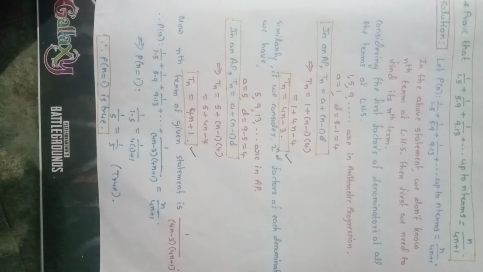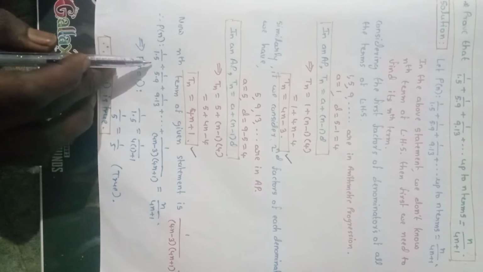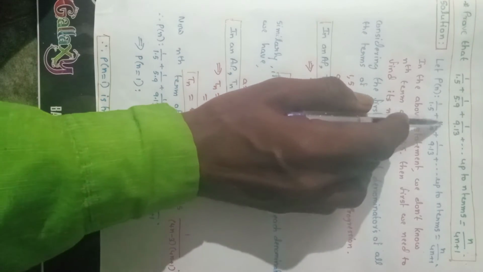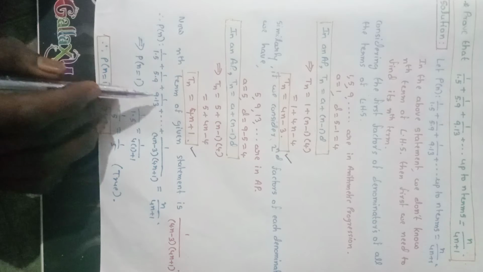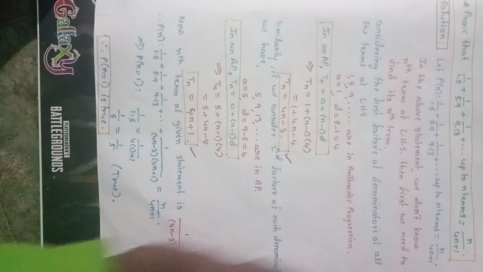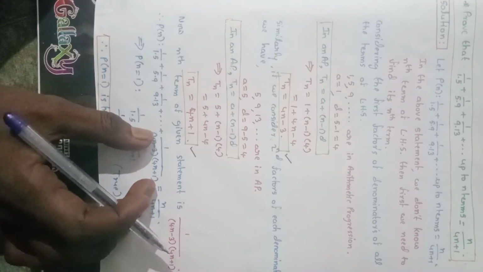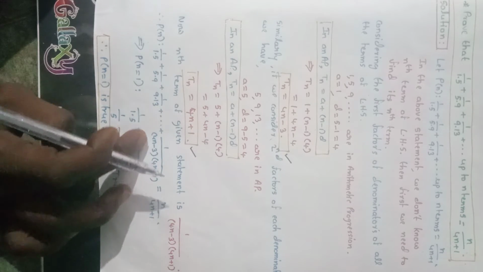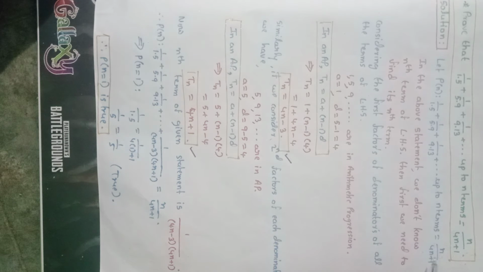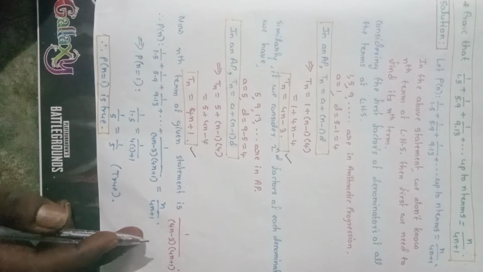So now again I am rewriting the statement P of n. Then we write P of n is 1 by 1 into 5 plus 1 by 5 into 9 plus 1 by 9 into 13 plus, and we are going to write here the nth term of it, that is this one, 1 by (4n minus 3) into (4n plus 1), equal to n by 4n plus 1. We should write that one.